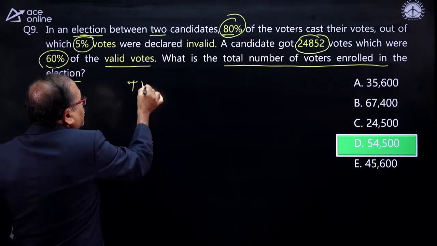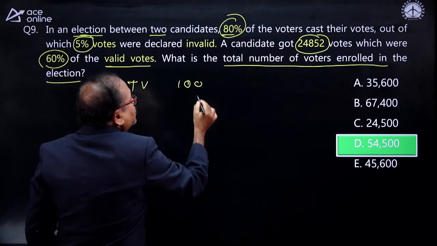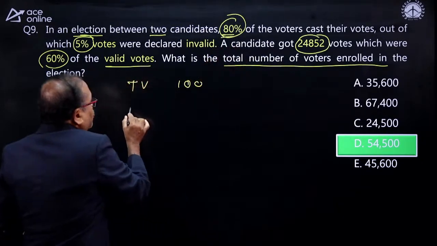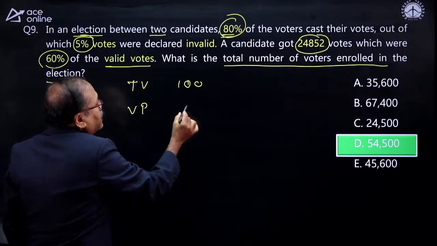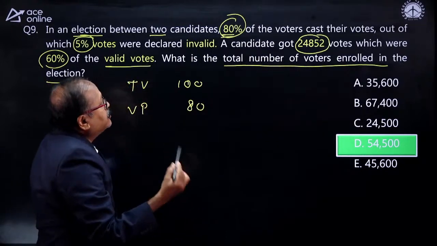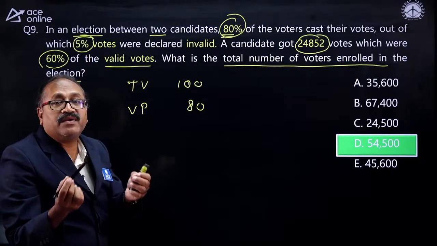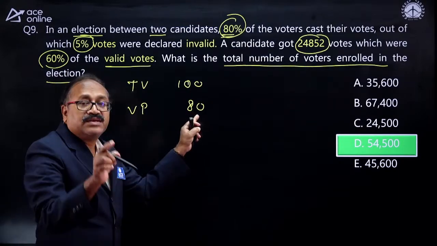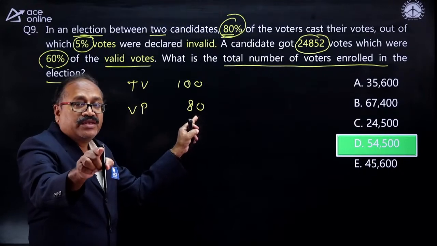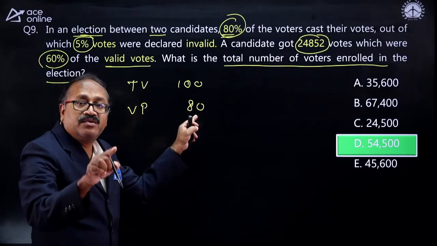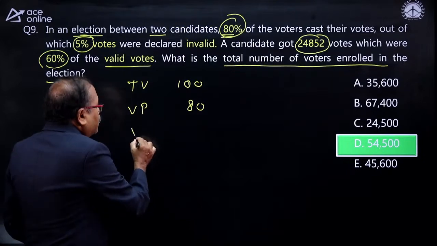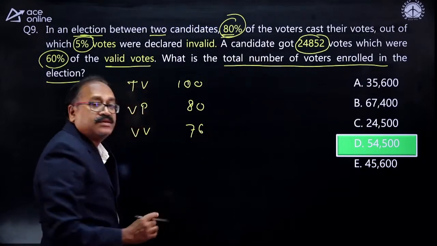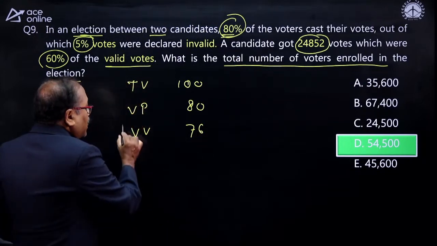If the total is 100 voters, the voters who participated are 80, and there is a 5% invalid vote. So what will be 5% of this? 10% is 8, so 5% will be 4. Take out 4 from here and you get the valid votes: 80 minus 4 is 76. Now this is the valid vote.